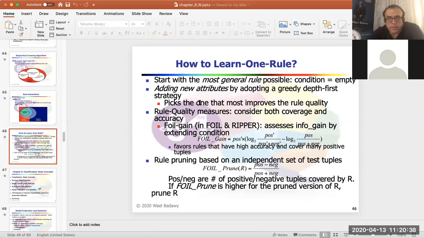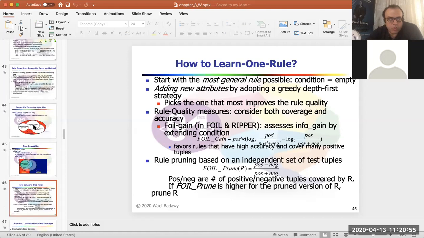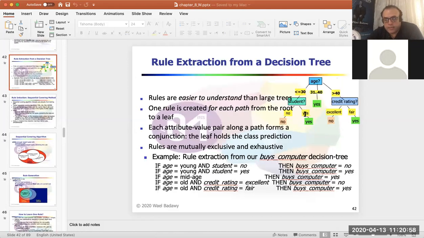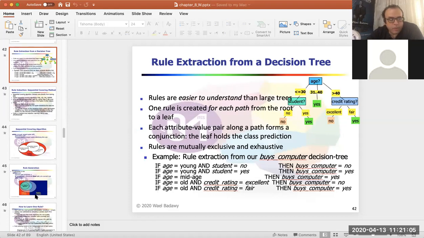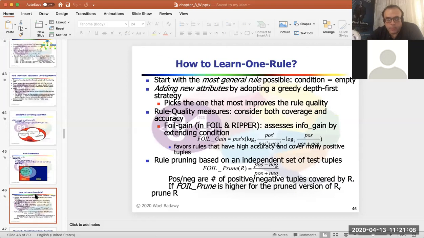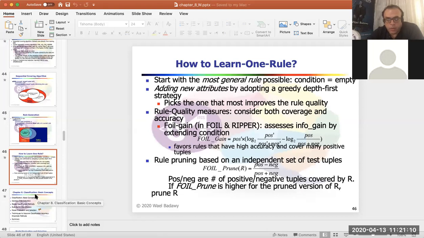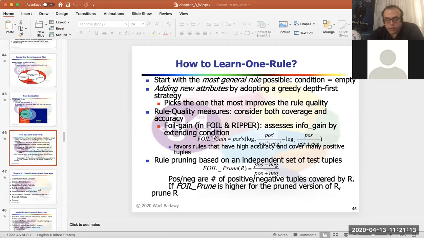I will pick the one that most improves the rule quality, considering both coverage and accuracy. So FOIL gain, in FOIL, assesses the info gain. So I will be able to process the info gain, which means which rule has the best quality here, this rule or this rule. The question is, if I cover with this rule, will I have information gain or not? The one which has the maximum information gain will be the one used to extend the condition.